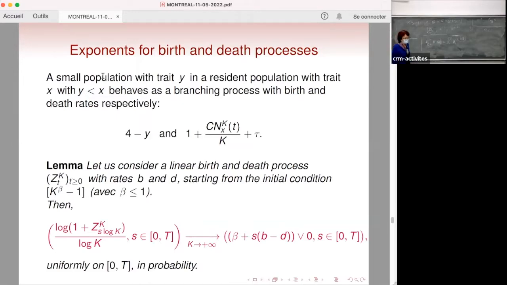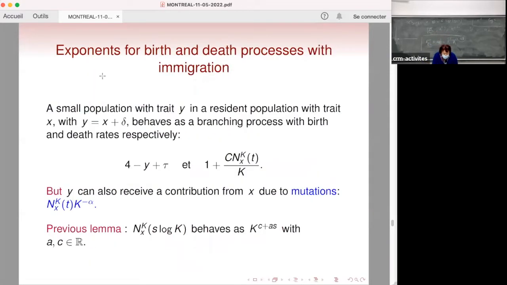So that's the first lemma we will need, and there is another one when you take y greater than x. You assume that x is the resident population and you have a mutant, which is x plus delta, so it is greater than x, and you will have possible transfer from x to y, but not in the other sense. And so now, from the point of view of y, the birth rate will be 4 minus y plus the mutation rate, and the death rate will be the standard death rate.